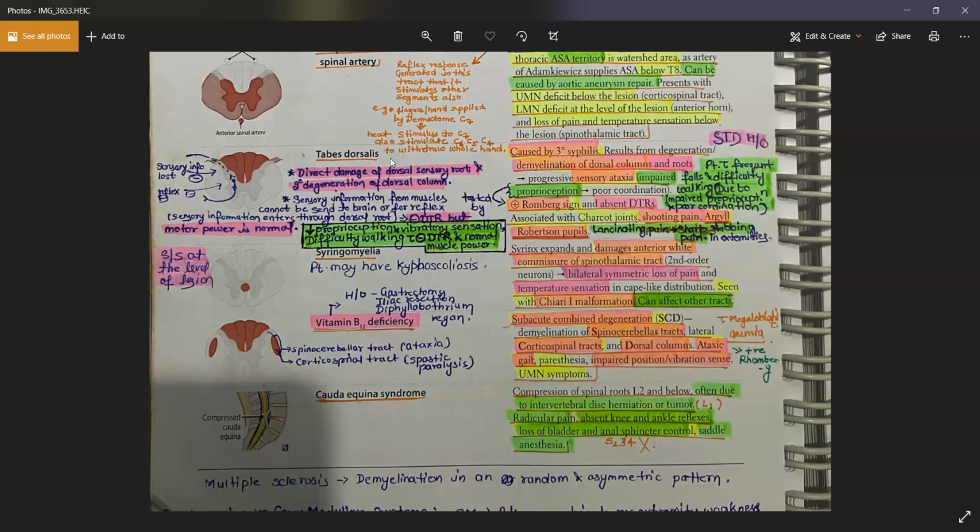Now, because of my syphilis, I can get the tabes dorsalis, and in this condition, I'm having a damage of my dorsal columns along with the dorsal roots. Now look, what are the functions of my dorsal roots? All sensations, including all my muscle reflexes, pain, temperature, perception, right?